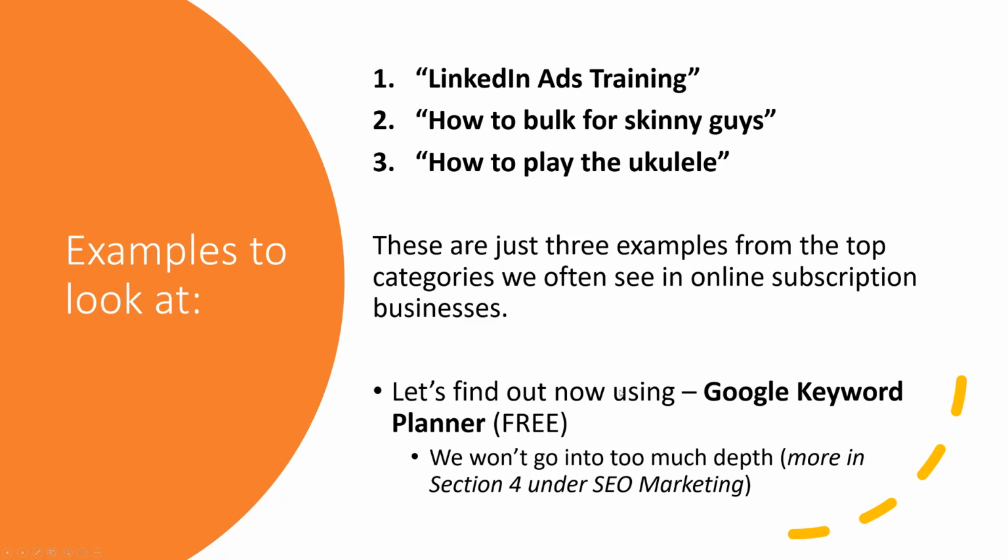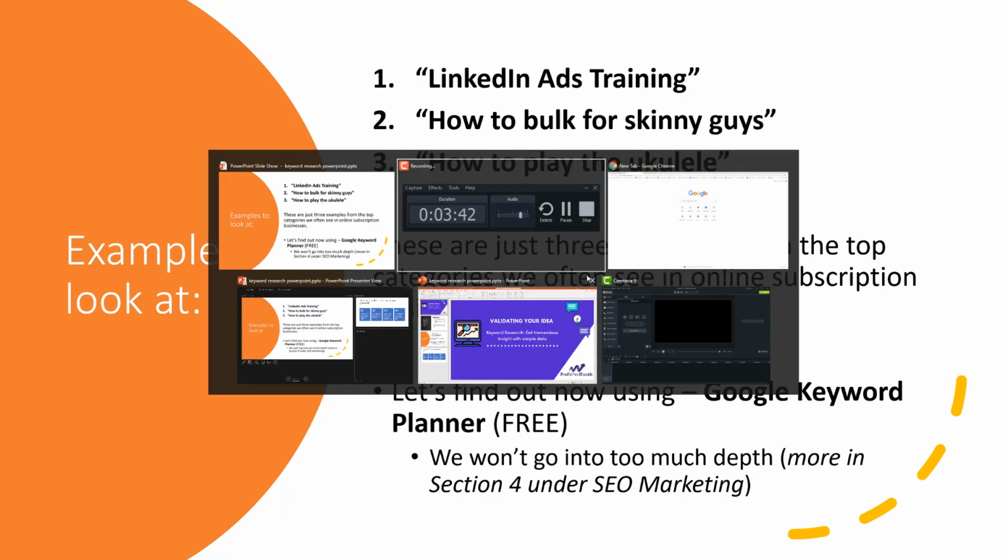So let's jump into this. This is just an introductory example of Google Keyword Planner. We're not going to go too in depth with SEO marketing. That's going to be under section 4. SEO means search engine marketing. We're going to cover that a lot more in depth in that actual segment, but this one is just to get an idea of how many people are potentially interested in the subscription business you've selected or one that you may have in mind right now. So let's jump over to Google.